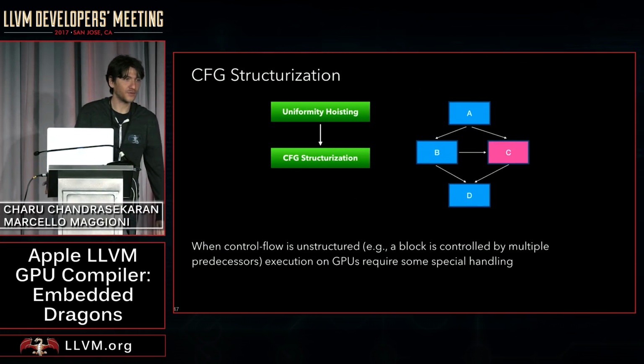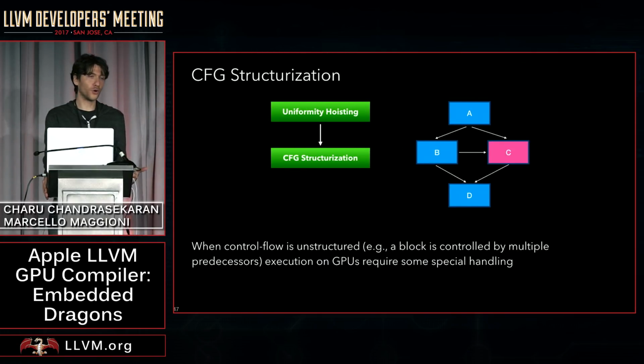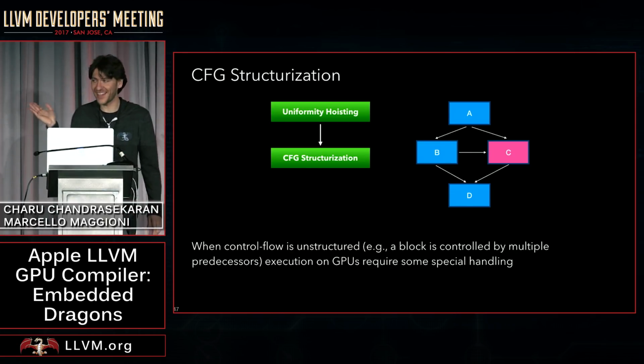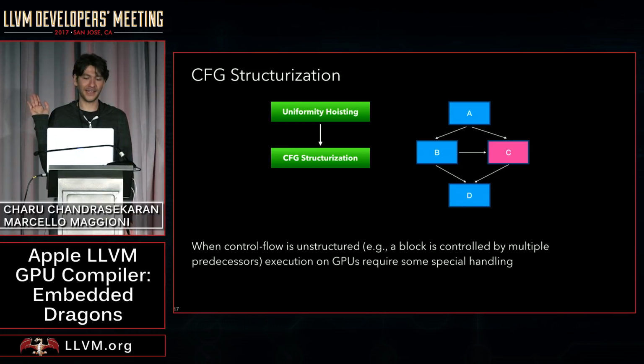And then we do CFG structurization. So control flow is tricky on GPUs because of how you need to handle the control flow masks. And some types of control flow are even more complicated to handle than others. Like the one in this example, which looks very simple. It's actually relatively complicated because block C is controlled by two different blocks, A and B. So it's more difficult to set the execution masks for this kind of block because there's not only one block deciding the fate of C.